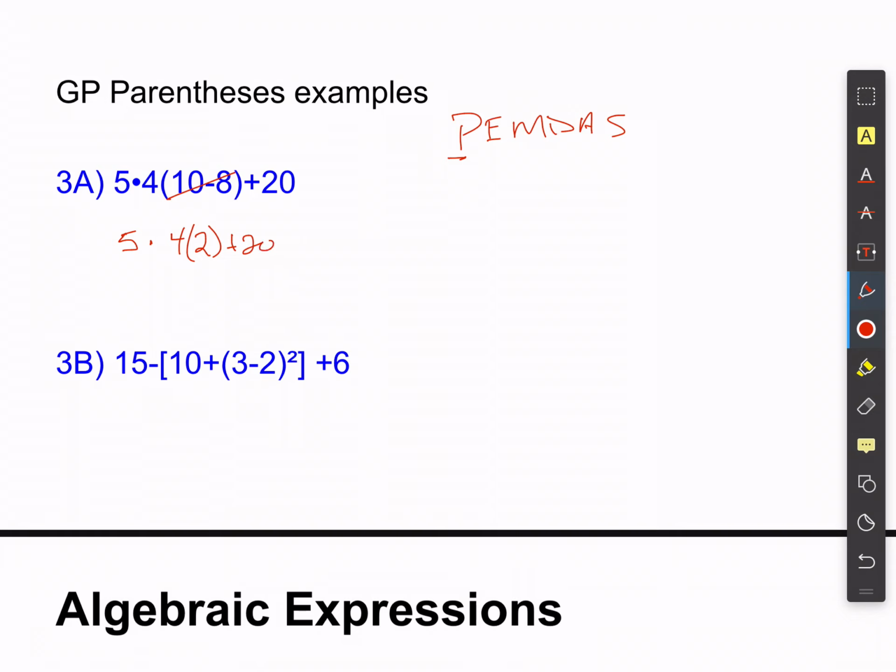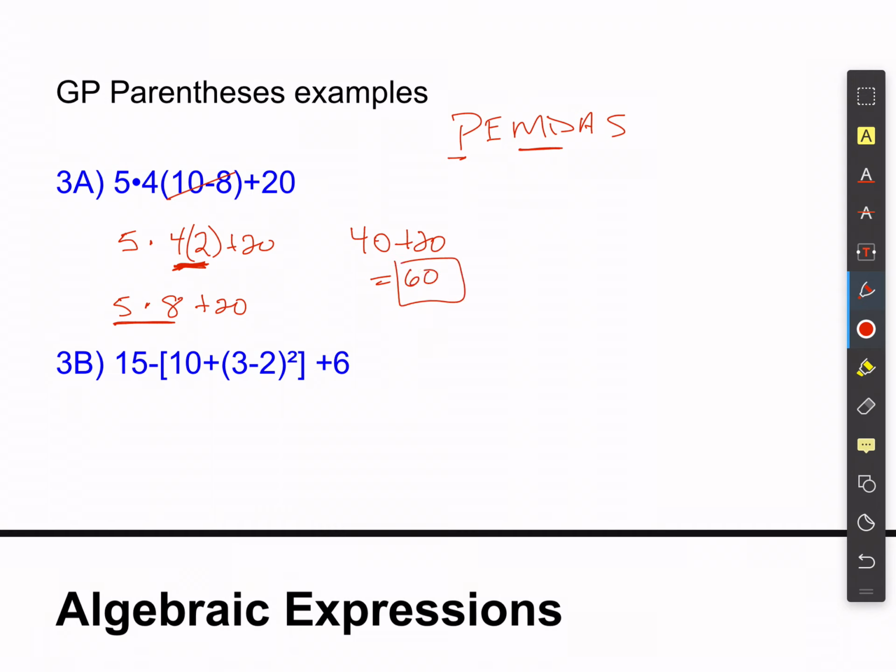Technically these are both multiplication problems, but I want to simplify this one out first. So I'm going to go to the parentheses again. There's no exponents, but I'm going to solve this piece first. So I have 5 times 8, 4 times 2 is 8, plus 20. Now I'm on to multiplication and division. That's this: 5 times 8 is 40. 40 plus 20 gives me 60.